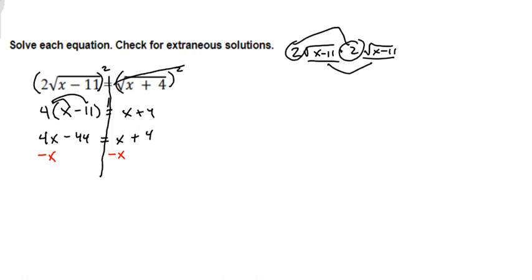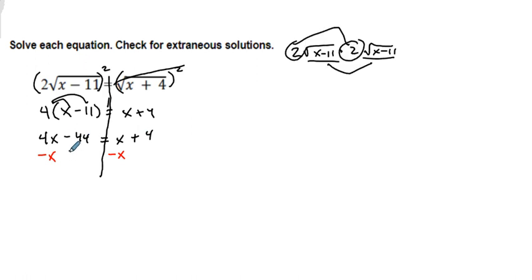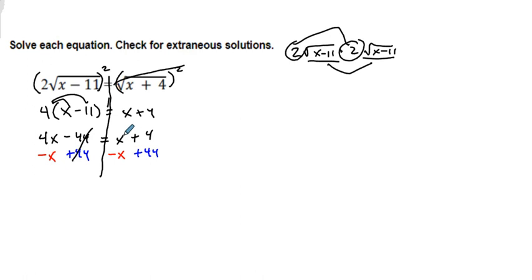In the same step, just to save space, guys, I'm going to switch colors here and we're going to move our 44. Seeing as we're moving our variables over here, let's move our numbers over here. So we're going to do the opposite. We're going to add 44, and then you'll add 44 over here. That cancels out your 44s here and your x's here. You're going to get 4 plus 44 is 48 on this side, and this is 3x.